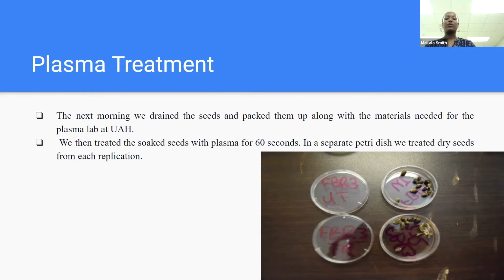So for treating with plasma at UAH, we actually used the sheet plasma. I will show you what that looks like in a second. But we treated the seeds for 60 seconds in a separate petri dish. We treated the soaked seeds and also the dry seeds the same day.